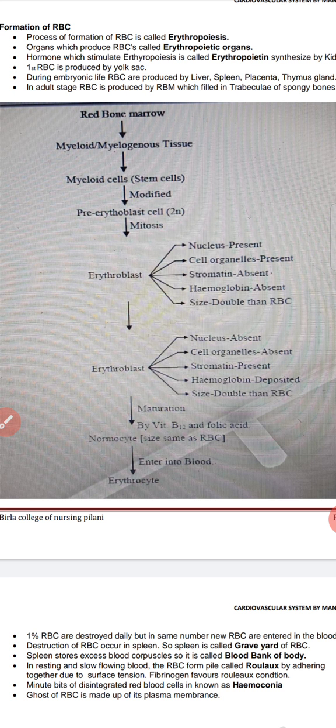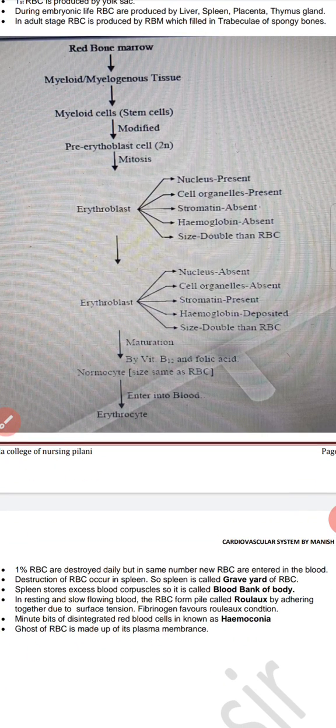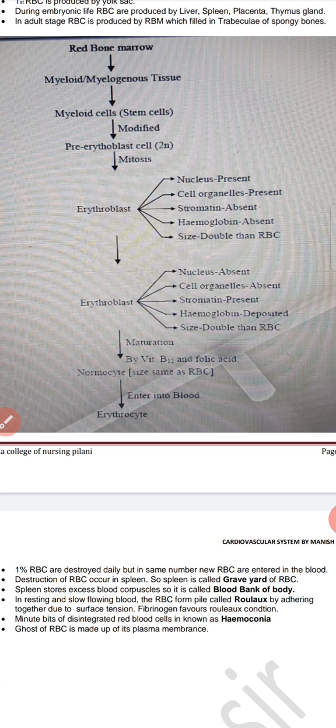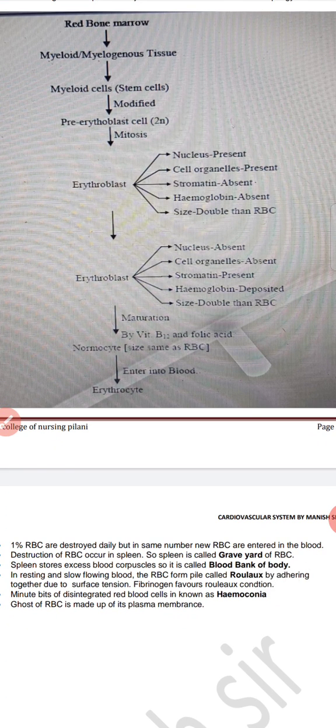Due to mitosis, the pre-erythroblast cells change into erythroblasts, in which the nucleus and cell organelles are present. The erythroblast changes into normoblast due to maturation by vitamin B12 and folic acid. The size and shape are the same as RBC. Here the nucleus and cell organelles are absent. When normocytes enter into the blood, they are called erythrocytes.